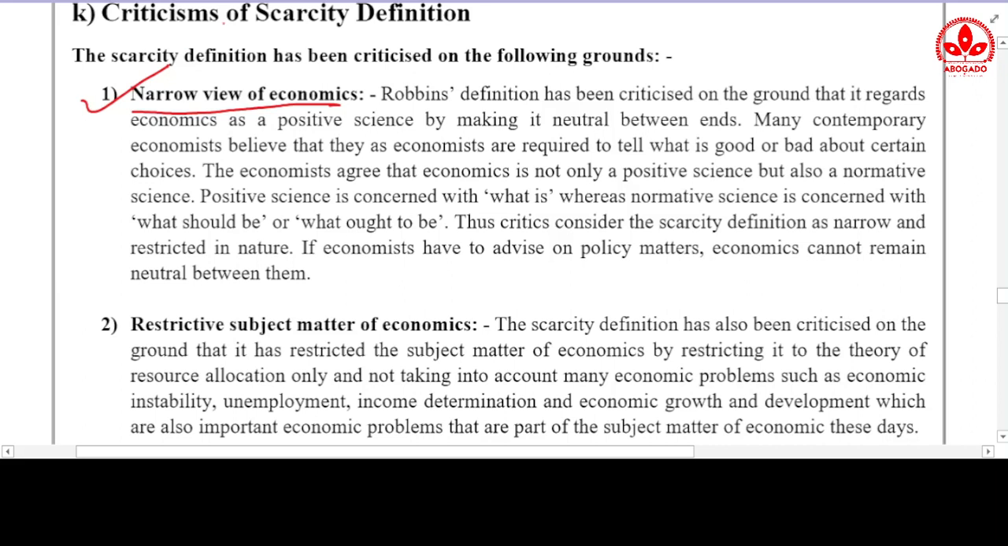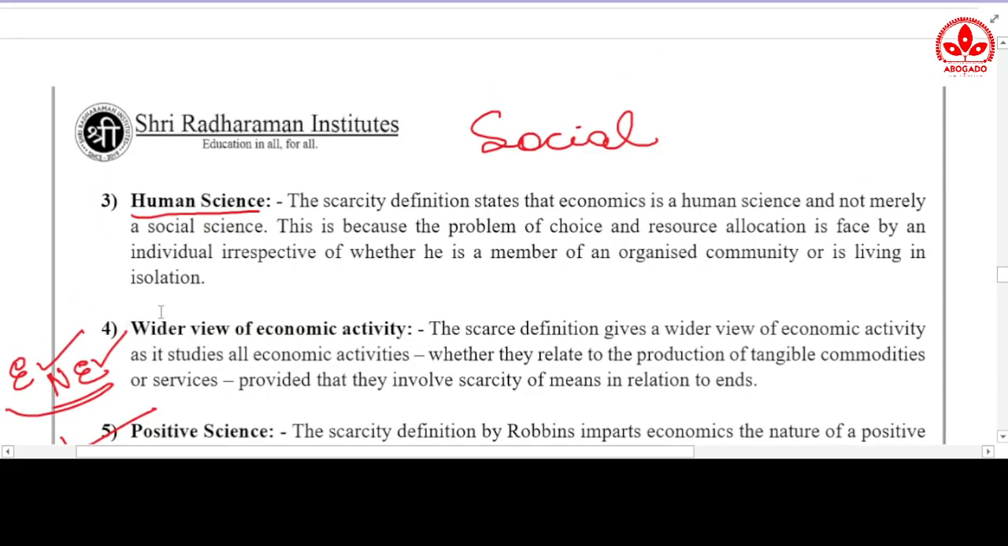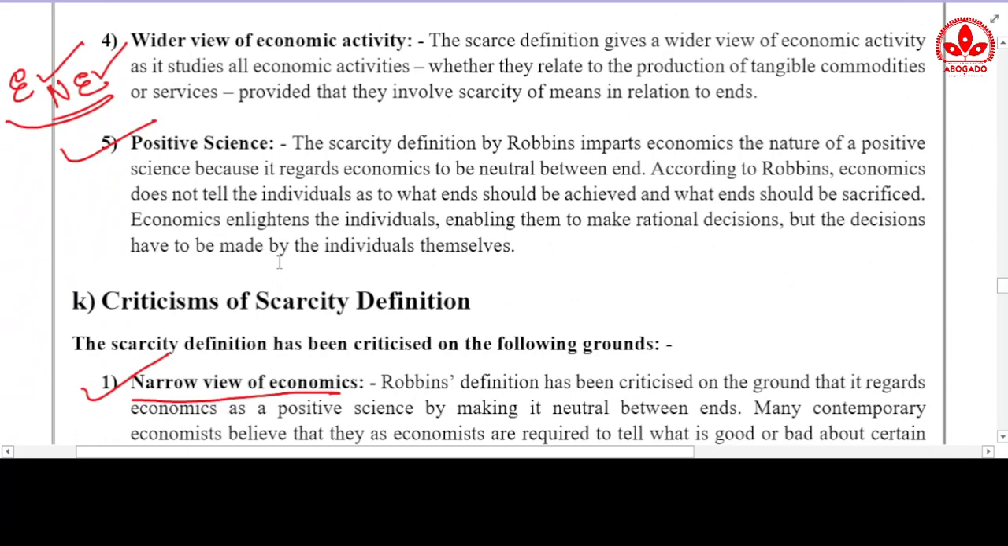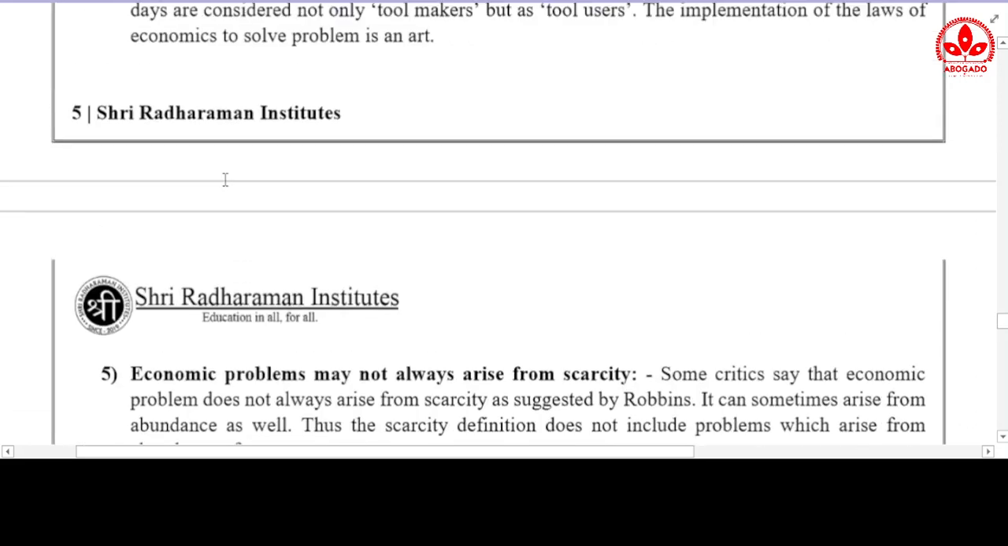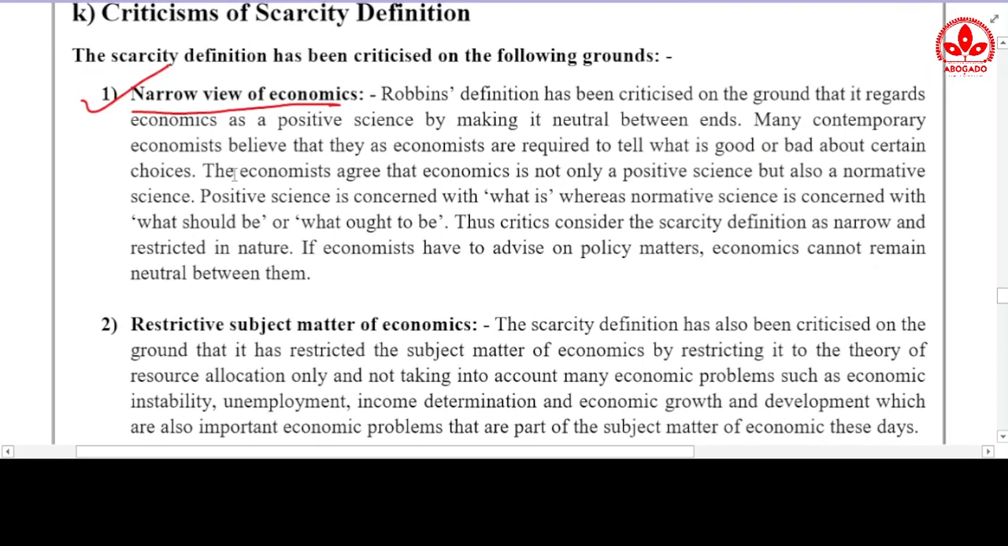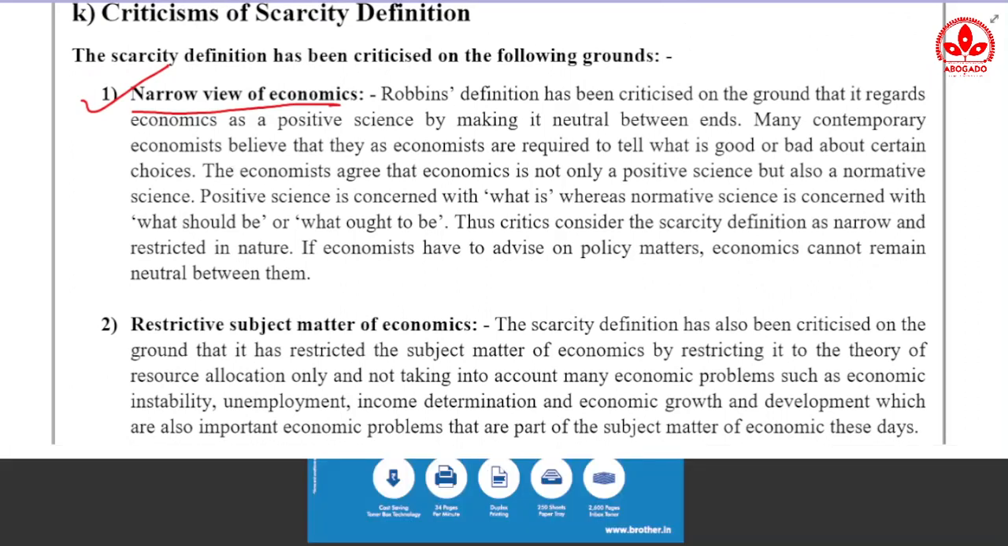So if we see a narrow view over here, and in the features also we see the narrow view, then there is nothing to worry that this is wrong in the book. This is the criticism given by the economists. So there is no problem that here we have given a narrow view and there we are seeing a wider view. Don't worry about that. This criticism was given by the economists who opposed this thought. Okay. So those who opposed the scarcity definition said that this definition gives a narrow view of economics.